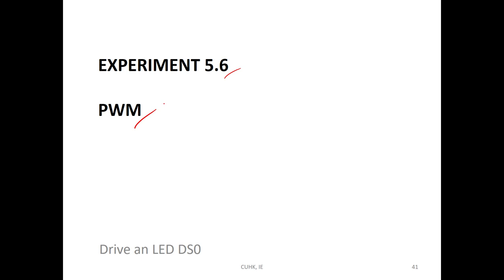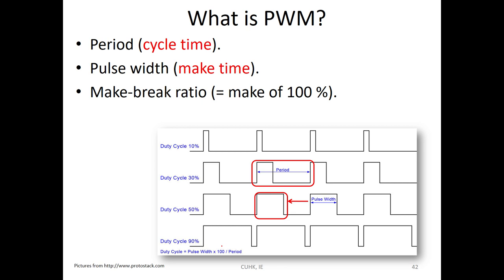5.6 is PWM. We will use it to drive the LED. What is PWM? It is pulse width modulation. Use the pulse width as the modulation signal. We call this the make-bit ratio. This is make, this is break. It is the ratio between the make and the break. If it is a square wave, the make is equal to the break, so we call this a 50% ratio.